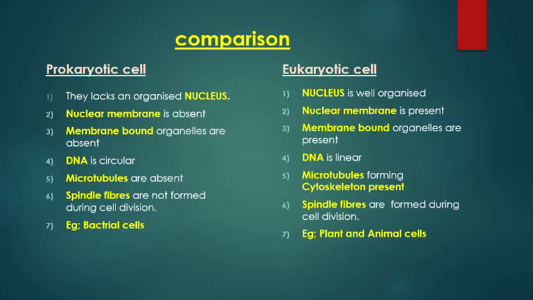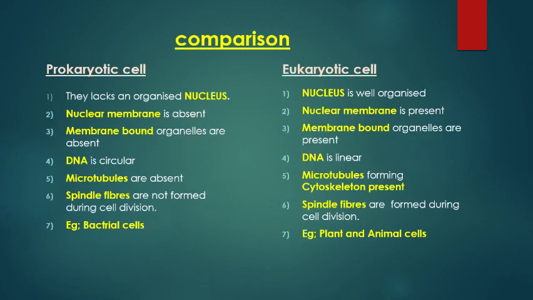Prokaryotic cells lack an organized nucleus. Nuclear membrane is absent. Membrane-bound organelles are absent. DNA is circular. Microtubules are absent. Spindle fibers are not formed during the cell division. Bacterial cell is an example of a typical prokaryotic cell.